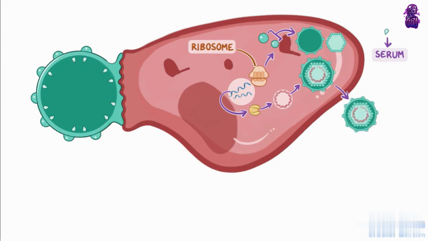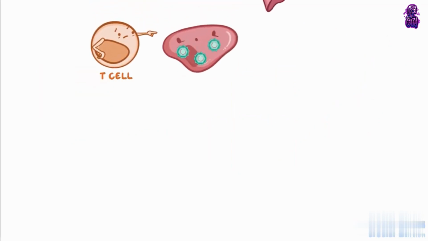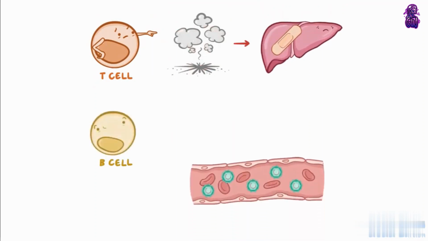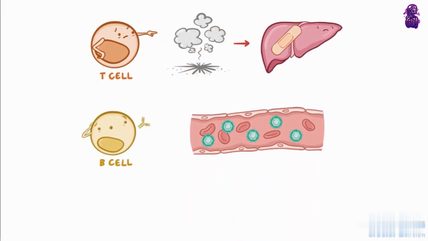The damage actually comes from the body's immune system. T cells find and eliminate infected hepatocytes, which causes liver damage. B cells react to the virus in the bloodstream and secrete antibodies against Hep B antigens.